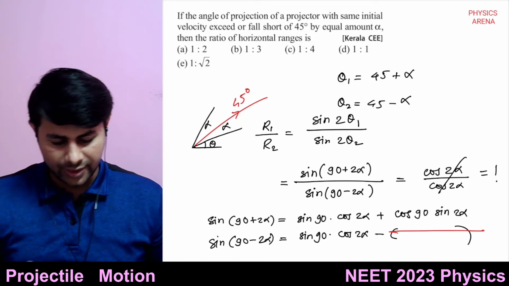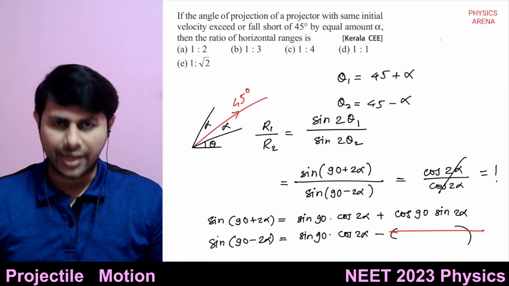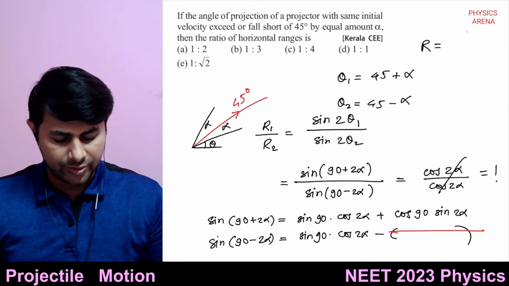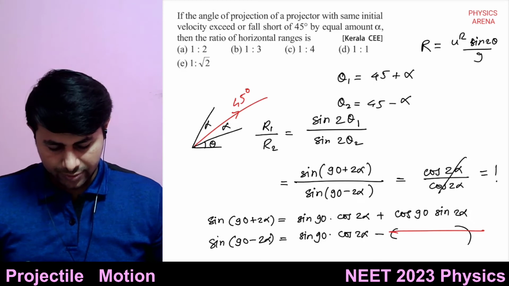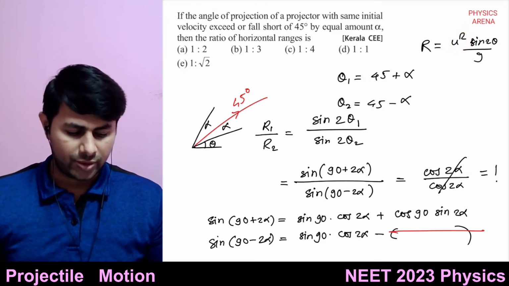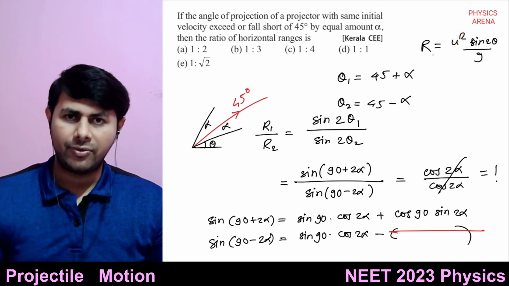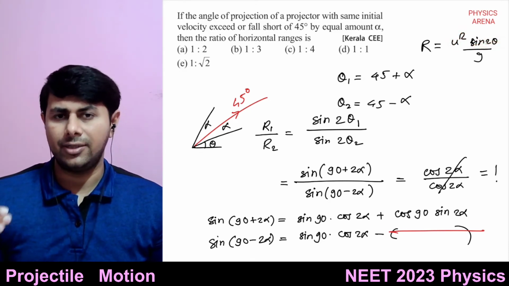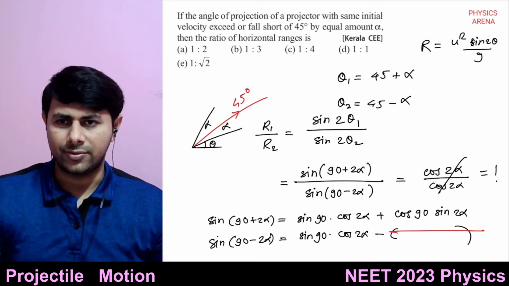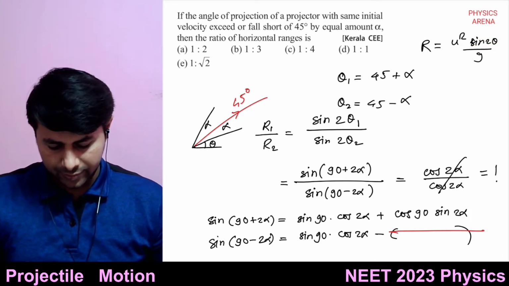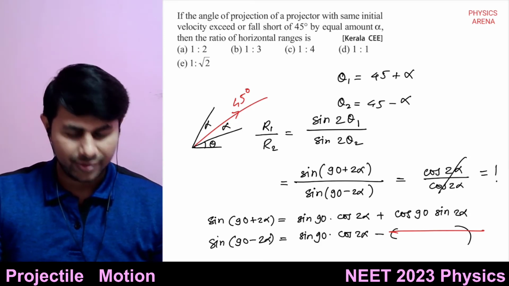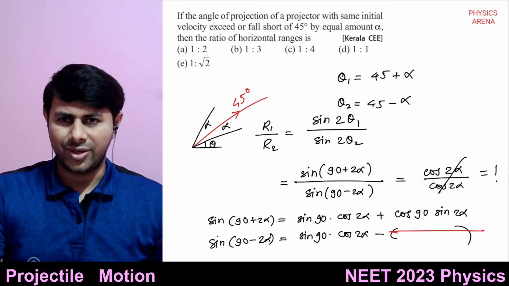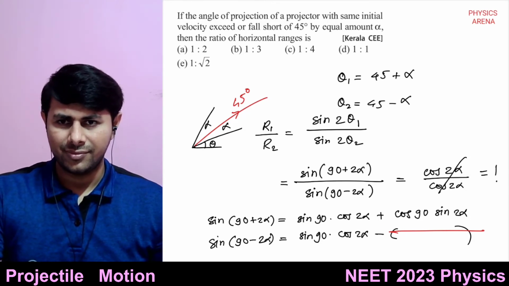And second thing is, when we have direct proportionality, R is equal to U square sine 2 theta divided by g. So we should not write the whole formula and everything. Just directly, because velocity is equal, R1 by R2 will be sine 2 theta 1 upon sine 2 theta 2. Okay, we have to increase speed, right? You got this? Yes, sir.